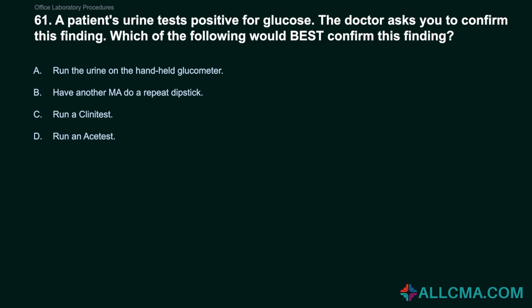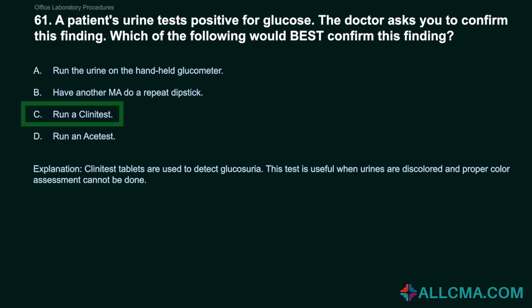61. A patient's urine tests positive for glucose. The doctor asks you to confirm this finding. Which of the following would best confirm this finding? A. Run the urine on the handheld glucometer. B. Have another MA do a repeat dipstick. C. Run a CliniTest. D. Run an ACE test. Correct answer, C. Run a CliniTest. CliniTest tablets are used to detect glucosuria. This test is useful when urines are discolored and proper color assessment cannot be done.